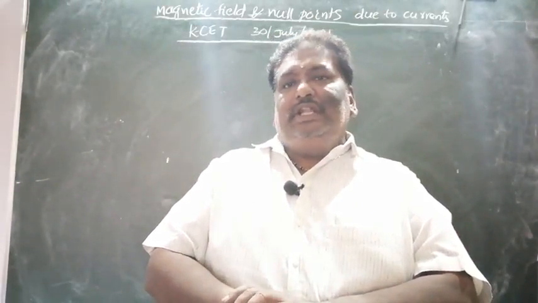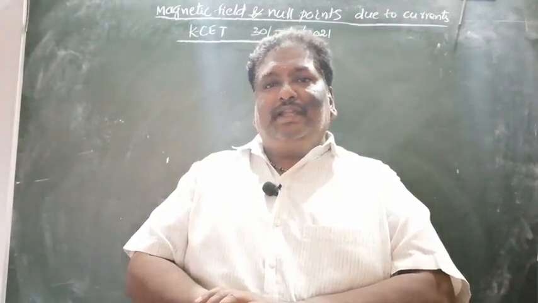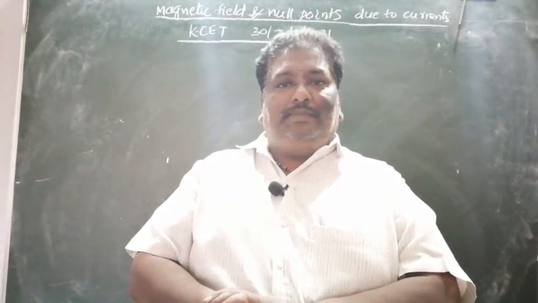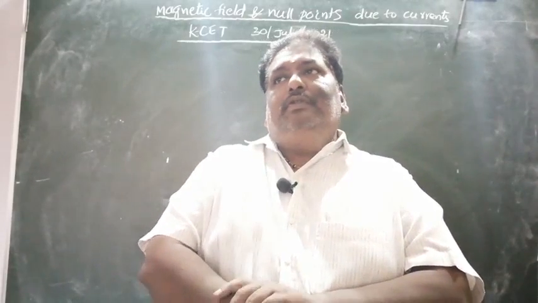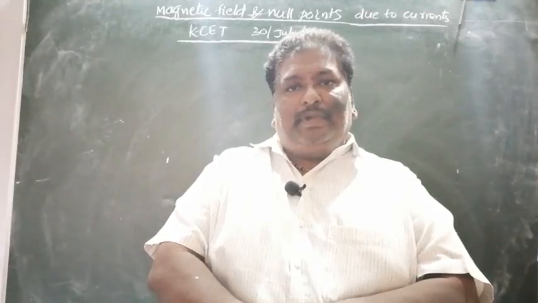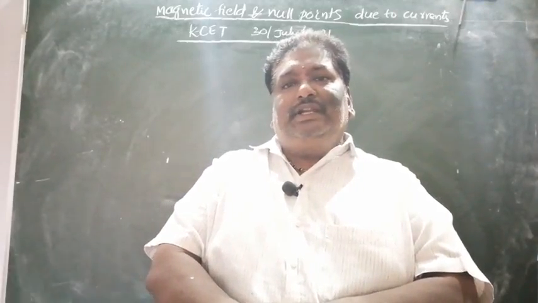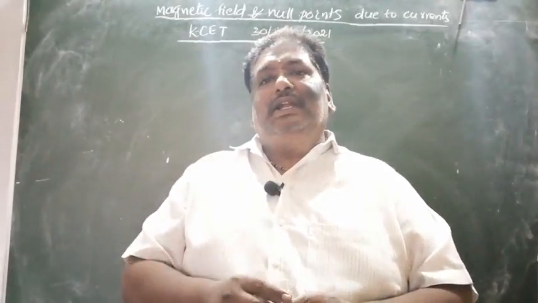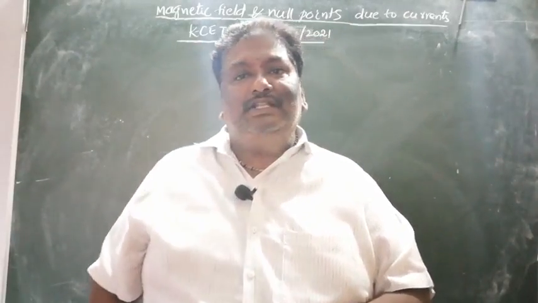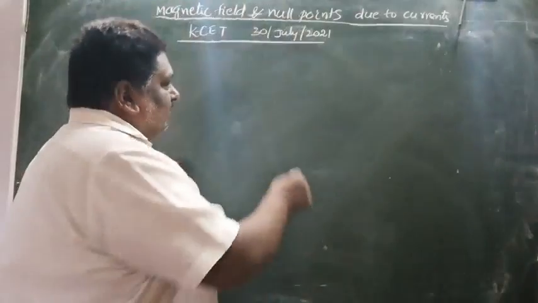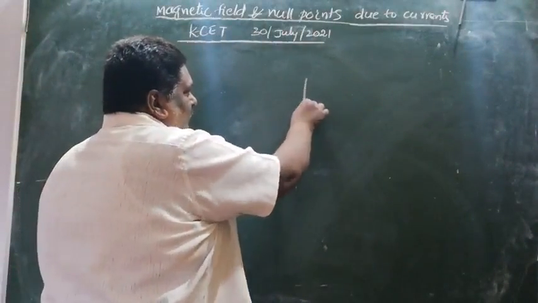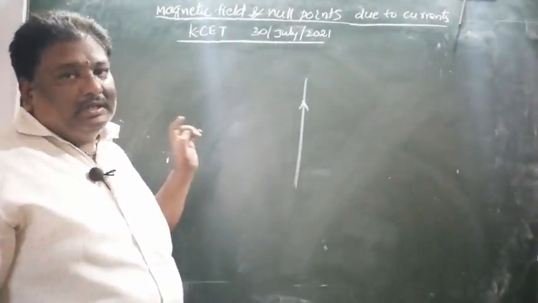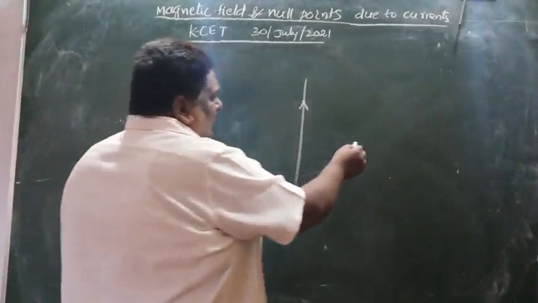So now we shall see the null points and magnetic fields, Biot-Savart law, Ampere's circuit law, etc. Here first, Oersted's experiment. Oersted, one great scientist, discovered that whenever current is passing through a conductor, a surrounding magnetic field is generated. Here one conductor is taken. In this conductor, in this arrow mark direction, current is passed. Here one magnetic needle is placed.